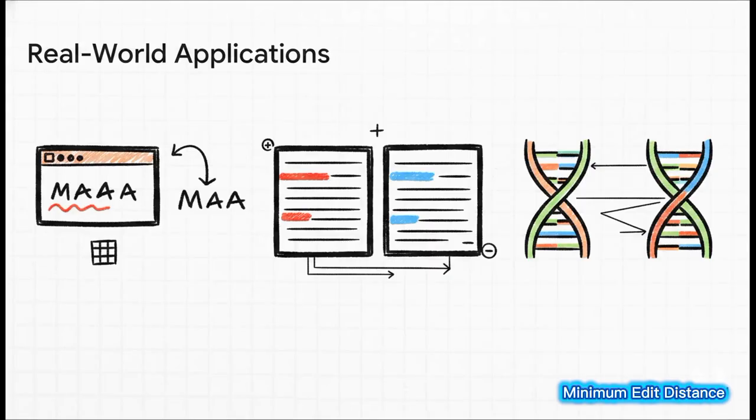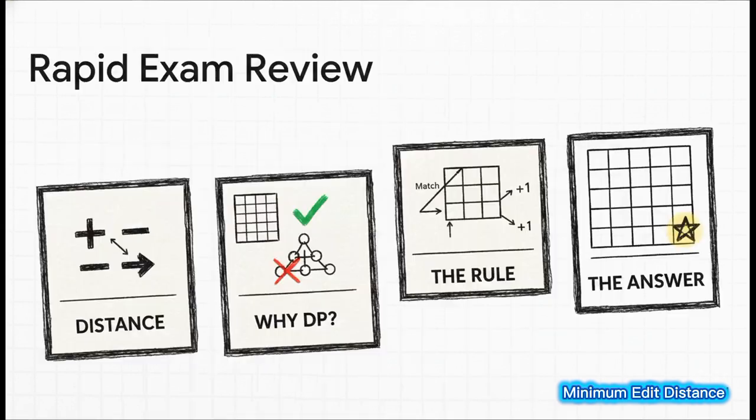And please remember, this isn't just an abstract exercise. This exact algorithm is working away behind the scenes in so many things you use. It's what powers spell checkers, it's what diff tools use to show you the changes between two versions of a file. It's even a crucial tool in bioinformatics for comparing DNA sequences. It's incredibly useful.